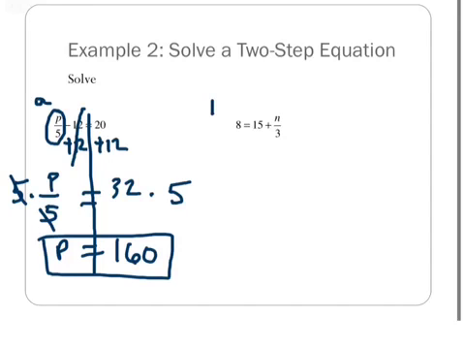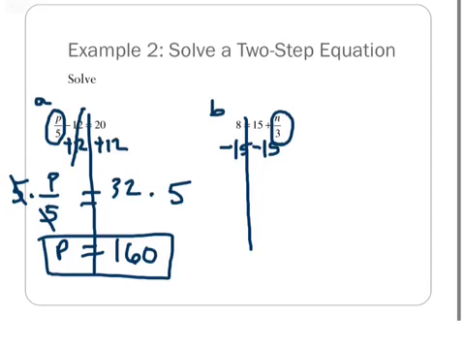This next part B, we're going to take it very similar to the way we handled this first problem. The first thing we're going to do is recognize that this is the n term, n over 3. That's my variable term. I'm going to leave that alone and get it by itself. So I'm going to draw a little line. I'm going to subtract 15 from this side, and I'm going to subtract 15 from this side.